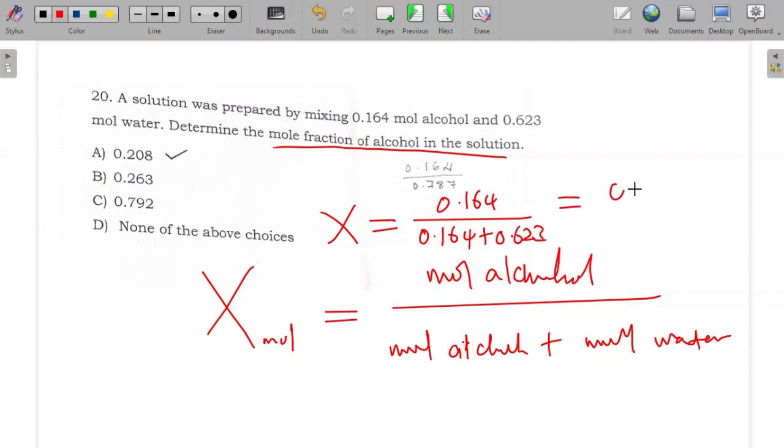So let's punch this onto the calculator. What are we going to get? The sum down there, 0.164 plus 0.623, gives me 0.787. And then we divide those two. So I have 0.164 divided by 0.787.